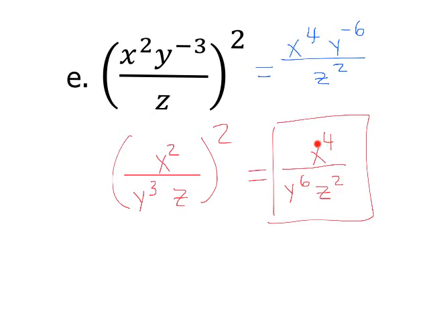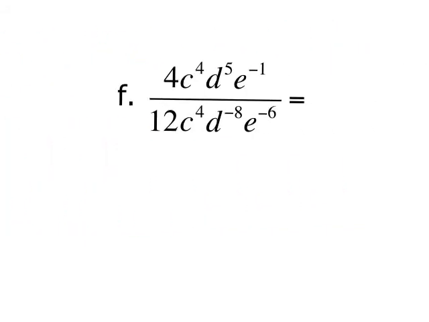My x to the 4th would stay on top. My y to the negative 6 would flip down to the bottom, which I did in my final answer. My z squared stays on bottom, which I did in my final answer. So you can see there's a couple different routes that you can go through. I'm not going to tell you any is right or wrong or better or worse. It's just your personal preference. Okay? F.